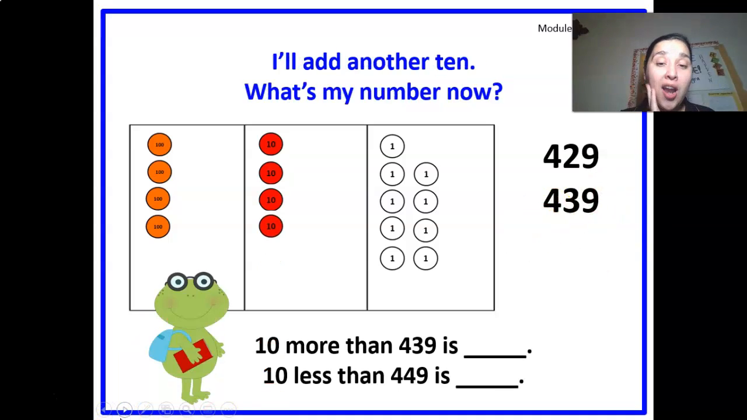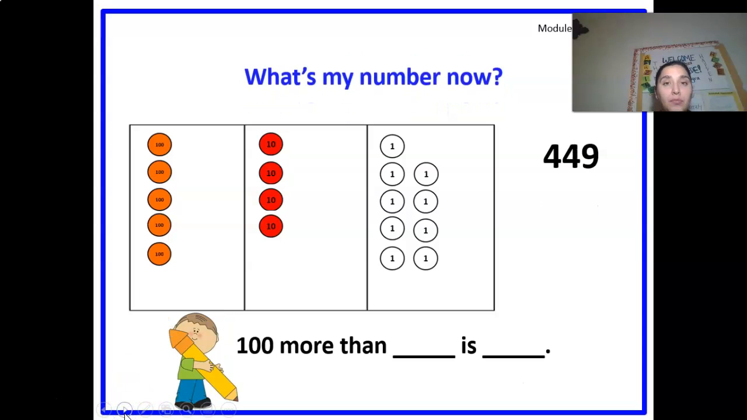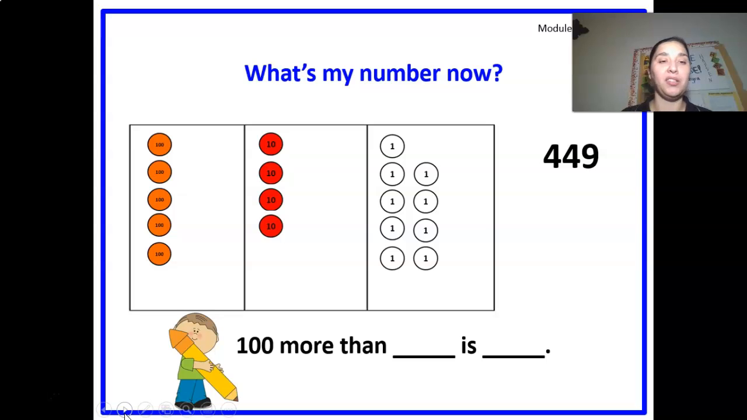Now, 10 more than 439 is, get ready. Yes, 449. But let's read the next statement. 10 less than 449 is, yes, 439. Now, what's my new number, boys and girls? I had 449. What's my new number?